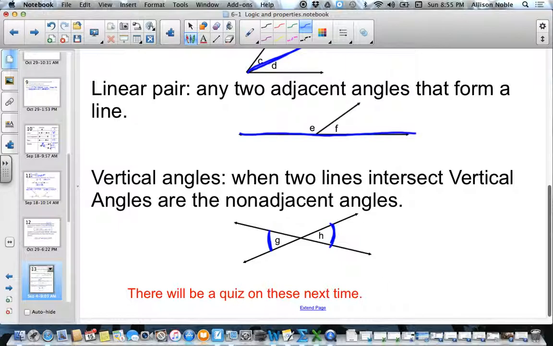There will be a quiz on these next time. Mark that in your notes. Go home and memorize these definitions. Use flashcards, whatever you need to do.